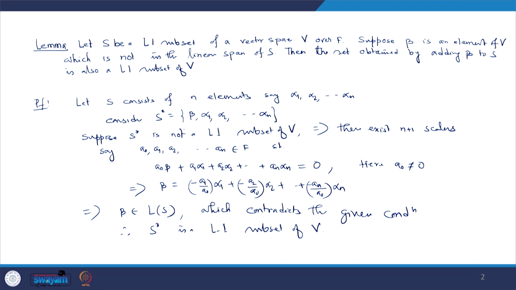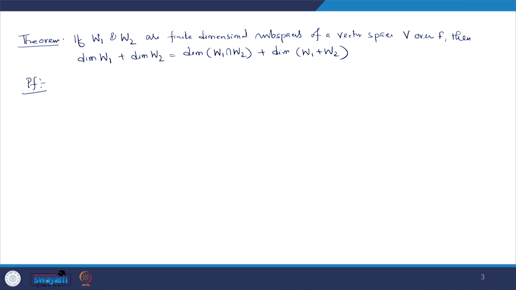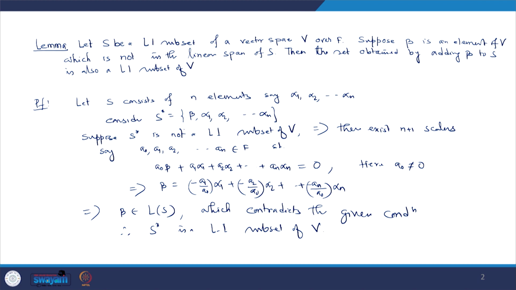Now, this concept will help us extend a linearly independent subset of a vector space to a basis of the corresponding space. So, it is something called the extension theorem. This we can easily prove by adding elements one by one, and so I am giving this as homework.